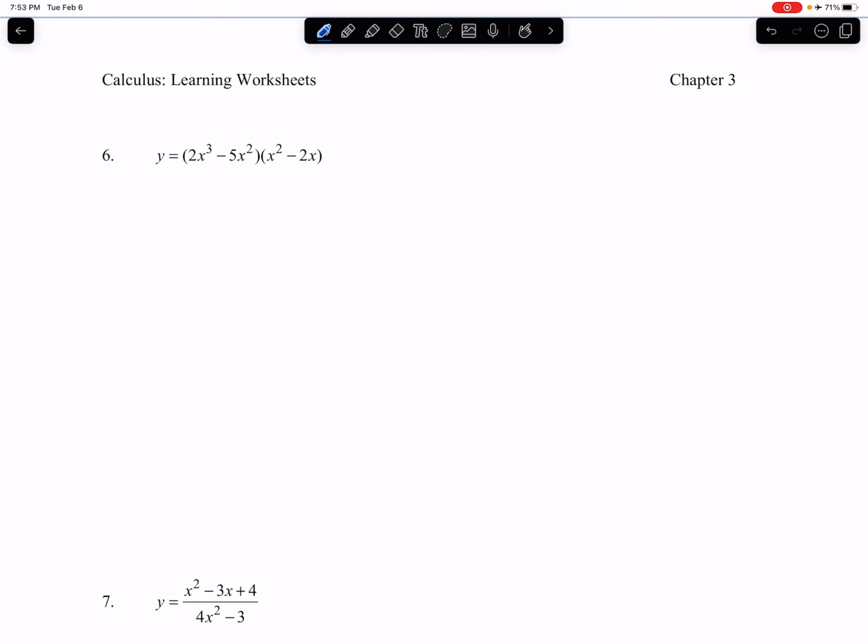y equals 2x cubed minus 5x squared times x squared minus 2x. Again, we have a product. Let's use our product rule. Our derivative is the first, 2x cubed minus 5x squared, times the derivative of the second, 2x minus 2, plus the second, x squared minus 2x, times the derivative of the first, 6x squared minus 10x.